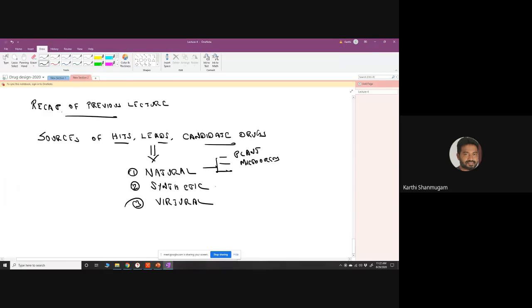For synthetic, we have two important methods. One is the normal, traditional organic synthetic method, and the second is combinatorial chemistry. Virtual is like using a computer for designing a ligand molecule. So, do you know what ligand design is? It is an example of the virtual source. Okay, so these are the concepts we discussed in the previous lecture.